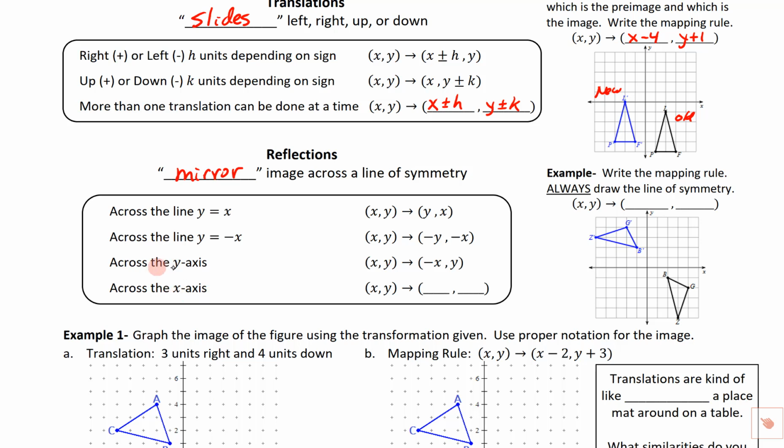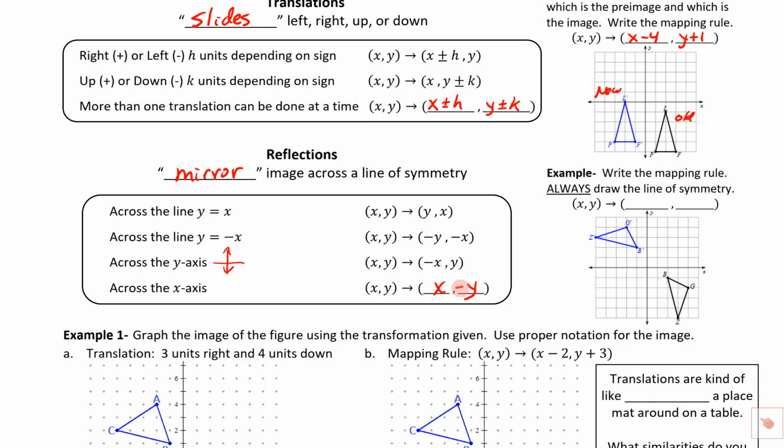So if we were reflecting across the y-axis, so if the y-axis was our line of symmetry right here, we change the sign of the x coordinate, and we can use the same thing to figure out what goes on here. These are going to stay in the same place. There are still going to be x's and y's, but think about this. If we reflect across the y-axis, the x-coordinate changes sign. If we reflect across the x-axis, it's going to be the y-coordinate that changes sign.